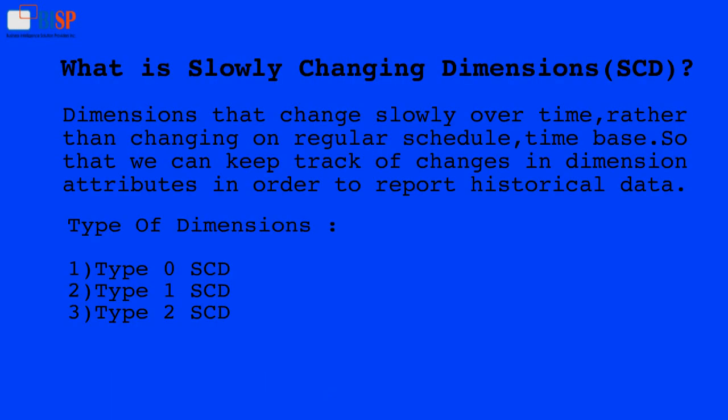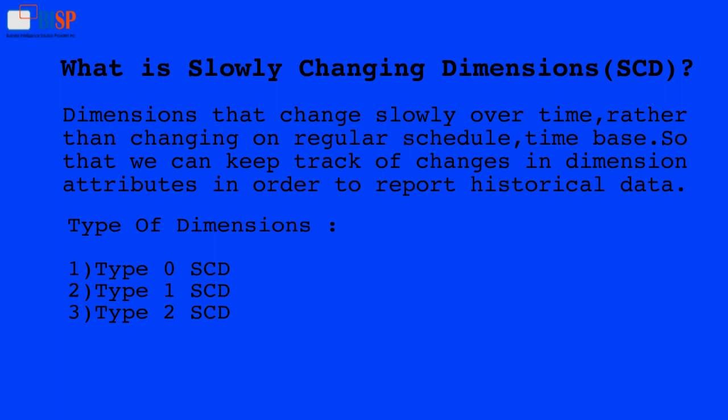What is slowly changing dimensions? Slowly changing dimensions is also known as SCD. These are dimensions that change slowly over time, rather than changing on a regular time-based schedule, so that we can keep track of changes in dimension attributes in order to report historical data.